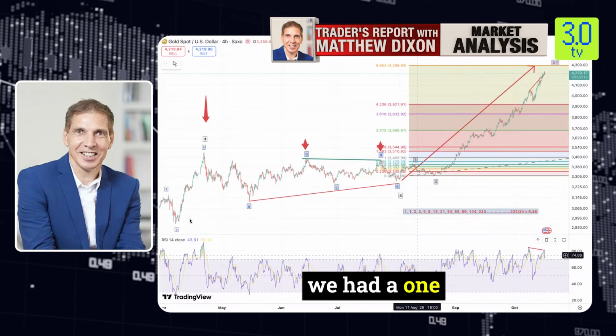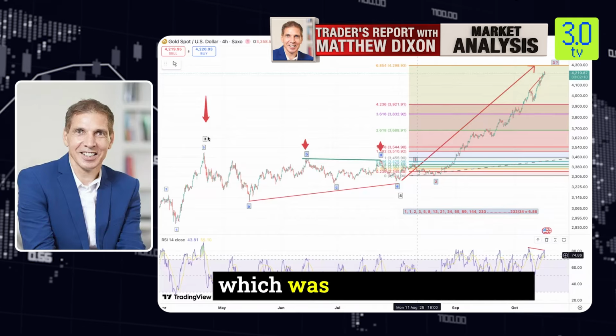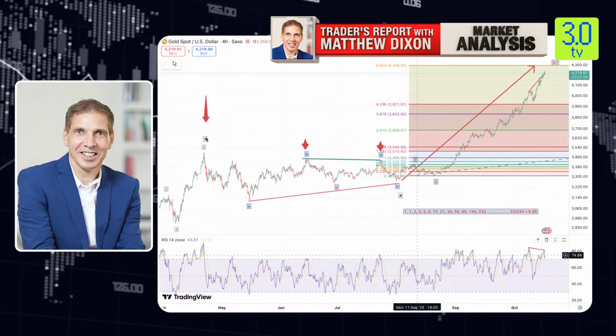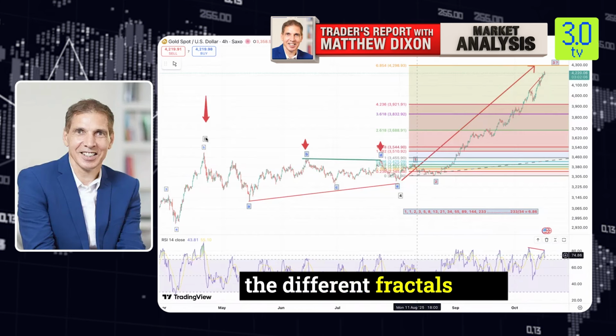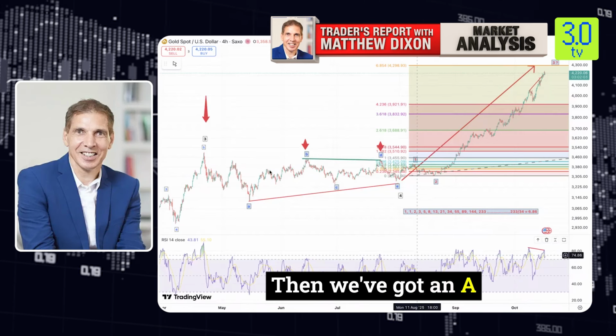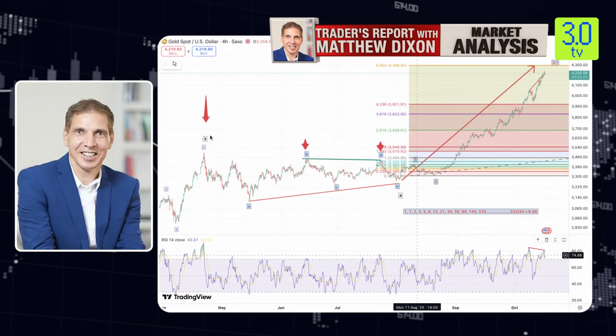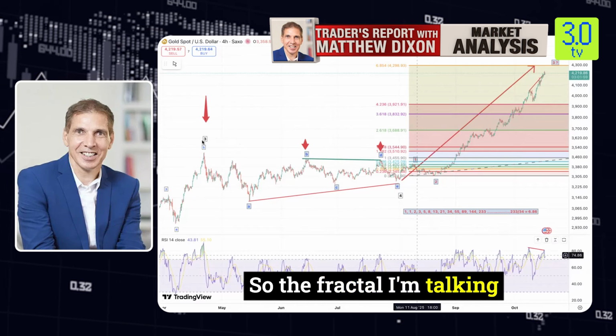So we had a 1, 2, 3, 4, 5 count up to here, which was a larger wave 3 in the fractal. So it's interesting to see the different fractals here. So this is a wave 3, then we've got an A, B, C, D, E, wave 4 on that fractal. So the fractal I'm talking about is here.